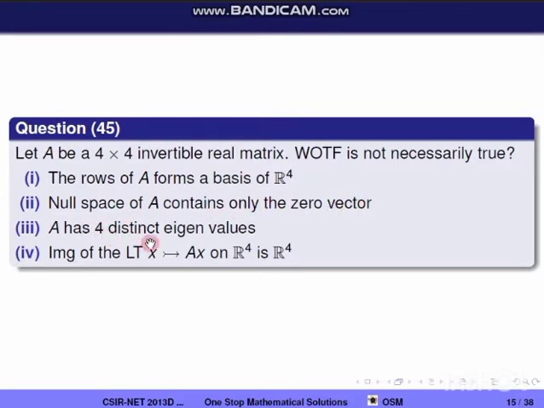A has 4 distinct eigenvalues. So I told if A is equal to I, we are only getting one eigenvalue. So this option is an incorrect statement. The image of the linear transformation x to Ax on R power 4 is R power 4. Yes, because we got rank is equal to 4. Therefore dimension of image space is 4 and dimension of R power 4 is also 4. So this option is correct. So the incorrect statement is the third one.